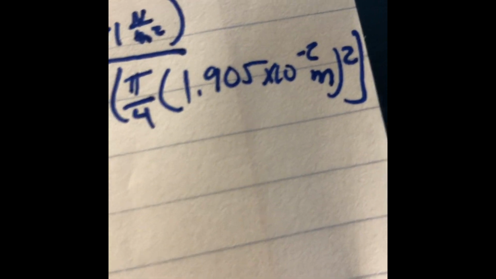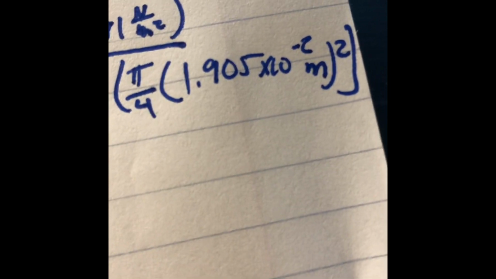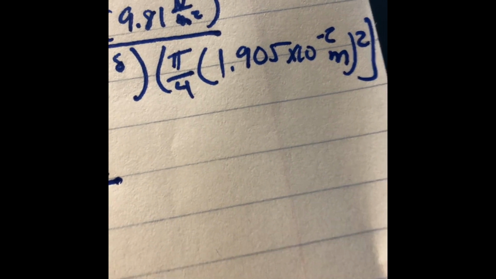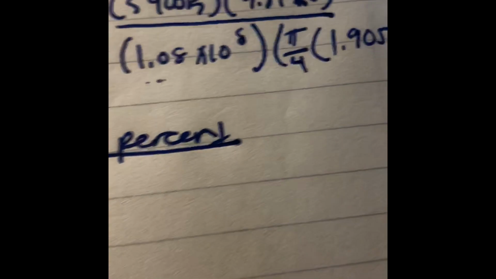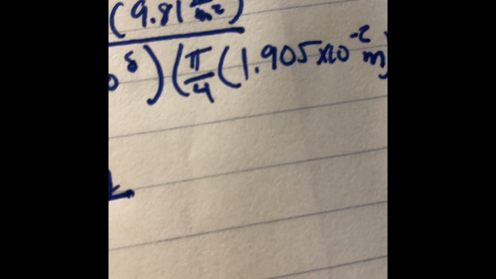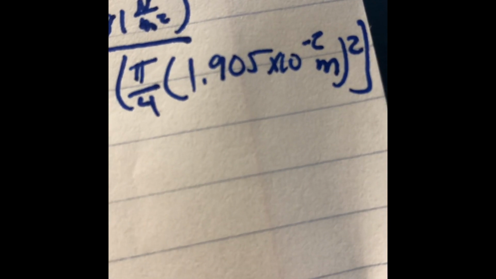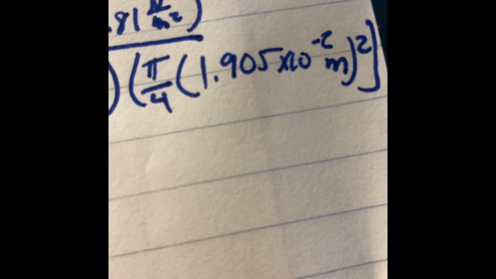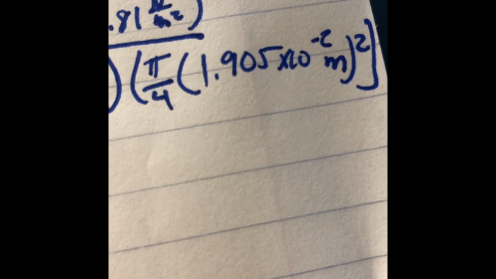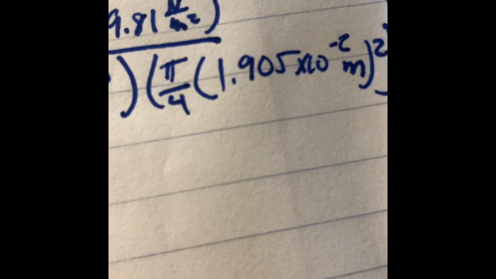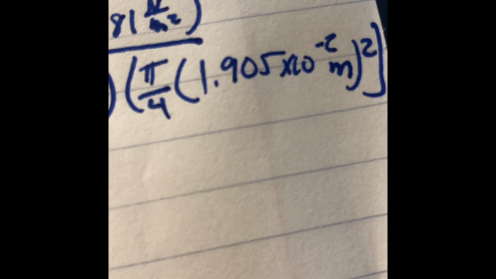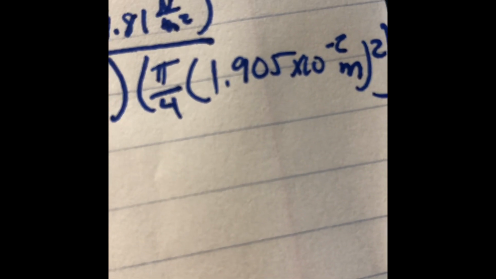It becomes pi over 4 because it's essentially supposed to be the radius, the diameter divided by 2, but if you're squaring it, then it becomes 4. So that's why it's pi over 4. But you'd get the same answer if you just did pi r squared, where you would take the 1.905 times 10 to the negative 2 divided by 2 first, then square it, then multiply by pi. In this case, we just pulled the divided by 2 to the outside, but since it's squared, it becomes a 4.